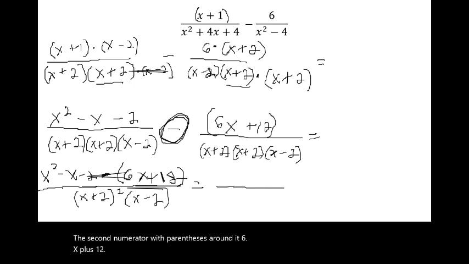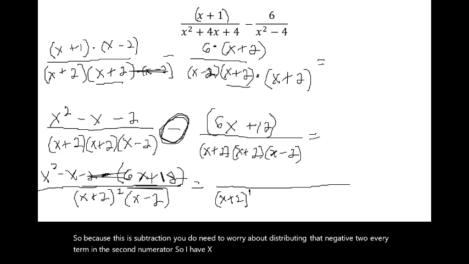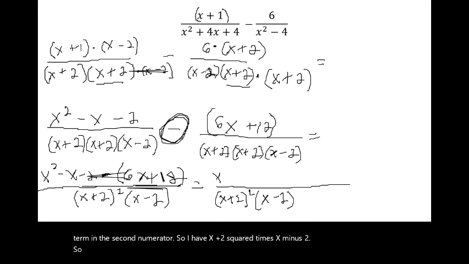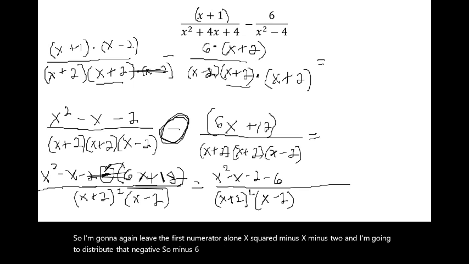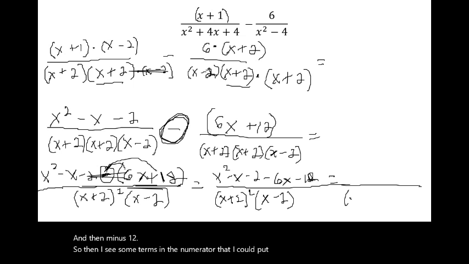So because this is subtraction, you do need to worry about distributing that negative to every term in the second numerator. So I have x plus 2 squared times x minus 2. So I'm going to, again, leave the first numerator alone, x squared minus x minus 2. And I'm going to distribute that negative, so minus 6x, and then minus 12. So then I see some like terms in the numerator that I could put together. So I'm going to combine some like terms in that numerator.